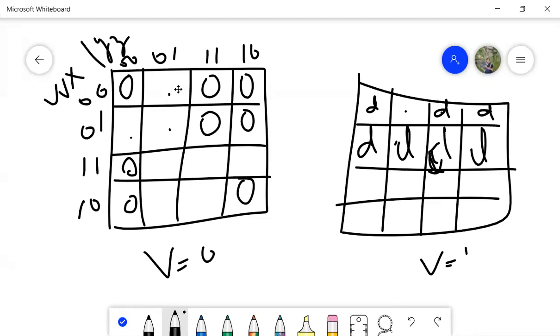Then I have 24. So 24 will be over here. I don't have a 25, I don't have a 26, I don't have a 27. I have a 28. Again, I have a 29. I don't have a 30, I don't have a 31. So that's all. So this is the K-map.